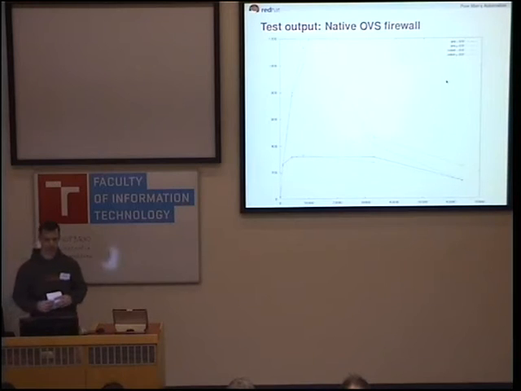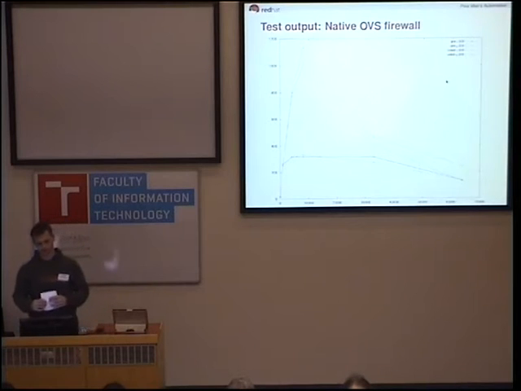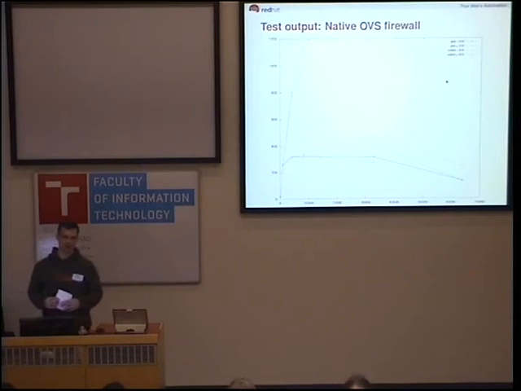With the same test with native OVS firewall, it looks a bit different. Performance drops with jumbo frames as soon as fragmentation occurs. So I guess in this case, we have an indication of a fragmentation issue, or at least a bottleneck when it comes to fragmentation.